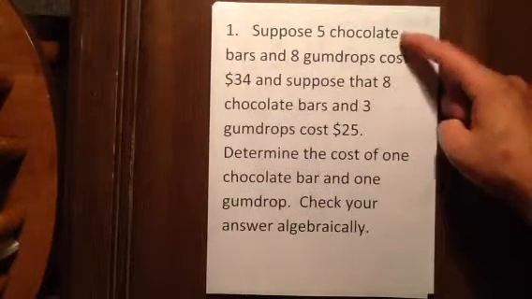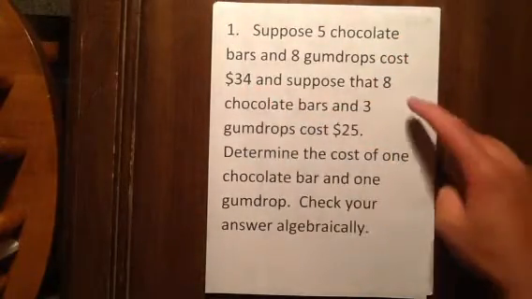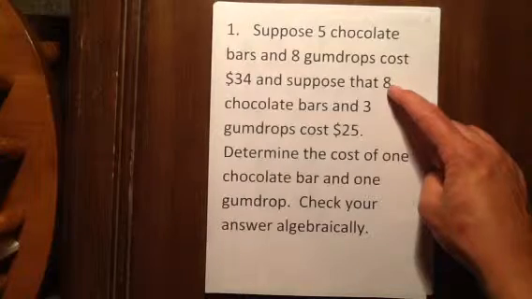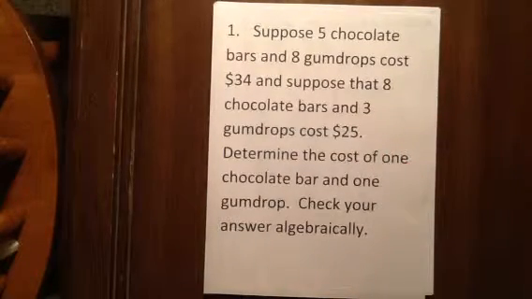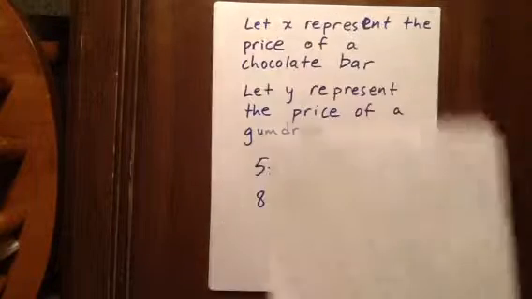Well, here we can make one equation. 5 chocolate bars and 8 gumdrops are $34. And here we can make a second equation. 8 chocolate bars and 3 gumdrops cost $25. When we do that, we'll have 2 equations with 2 unknowns.